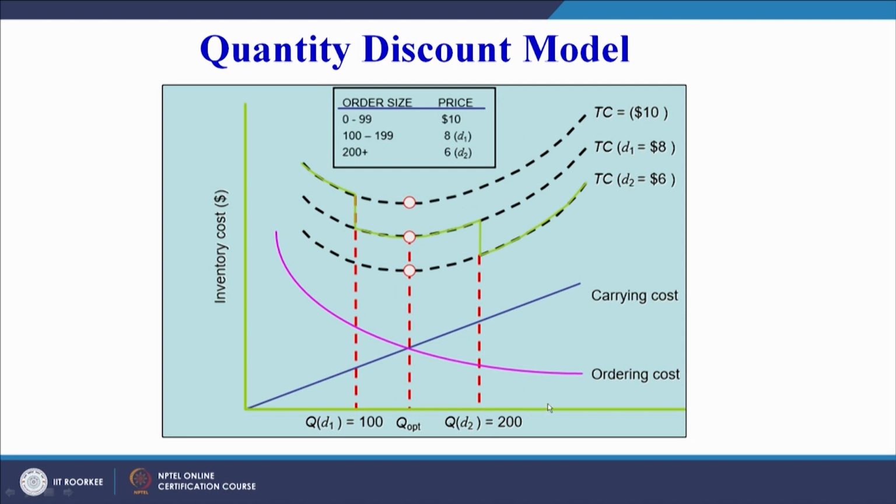So here we can see that if your quantity is greater than 200, this last red line represents that quantity is 200 or more. So if your quantity is 200 or more, this is your total cost curve. If quantity is between 100 and 200, this is your total cost curve. And if it is less than 100, this is your total cost curve. So we can see that if we order 200 or more, we definitely can get advantage, our total cost will be less.